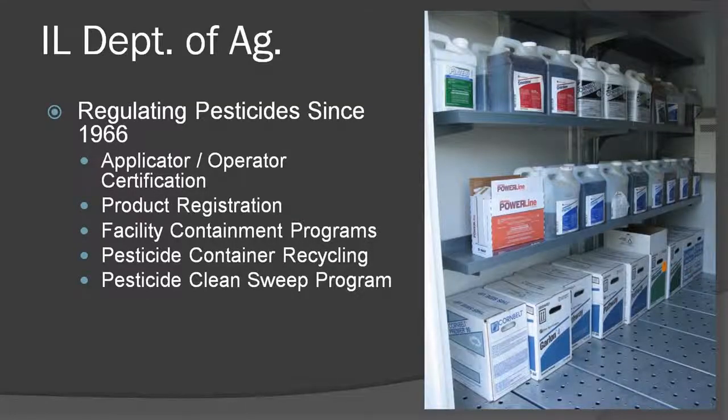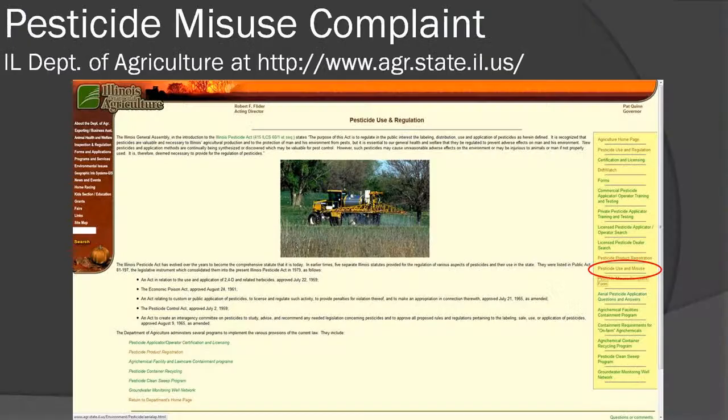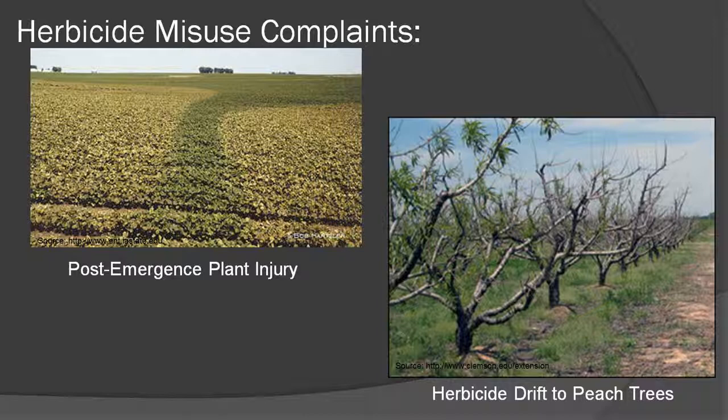Now, the Illinois Department of Agriculture has been regulating pesticide use since 1966. This includes a number of programs, but one thing in particular they do is when they receive a complaint of herbicide misuse, they investigate those. Up right now is a screenshot of their website, and on your right-hand side is a link to the pesticide misuse complaint form. Now, these misuse complaints can come from a number of sources, both ag-related and non-ag-related.